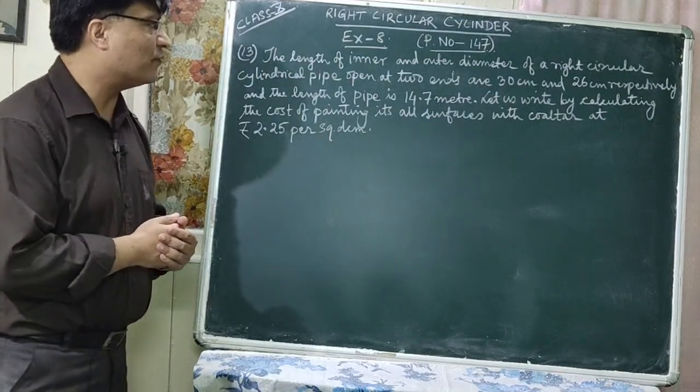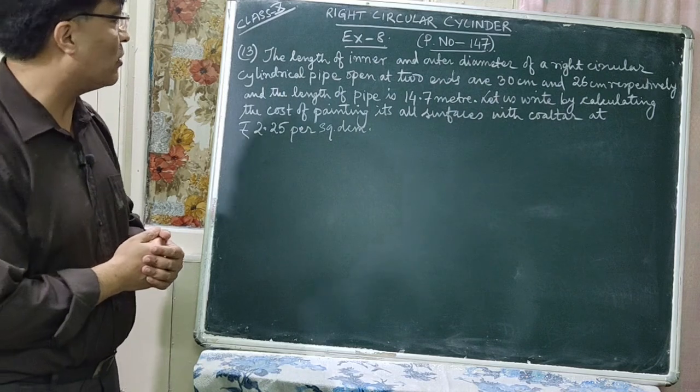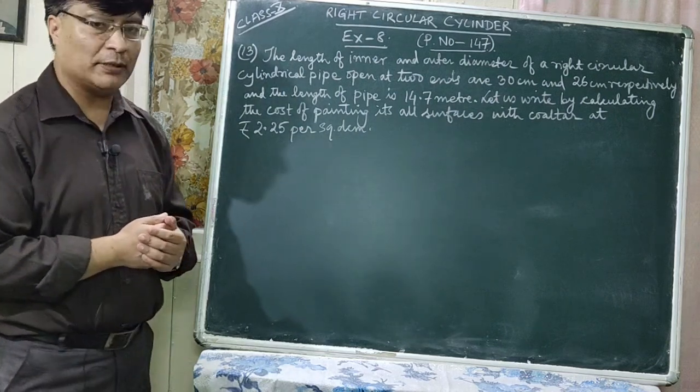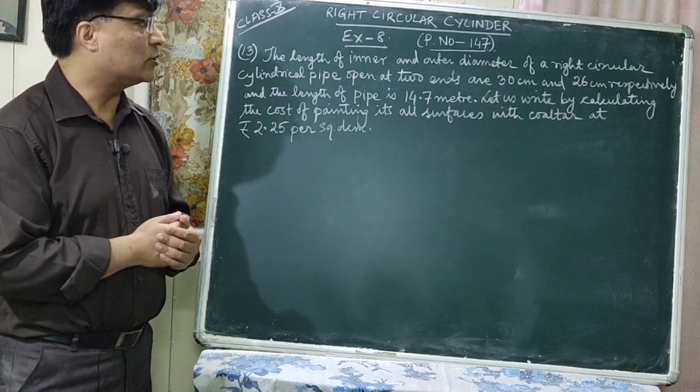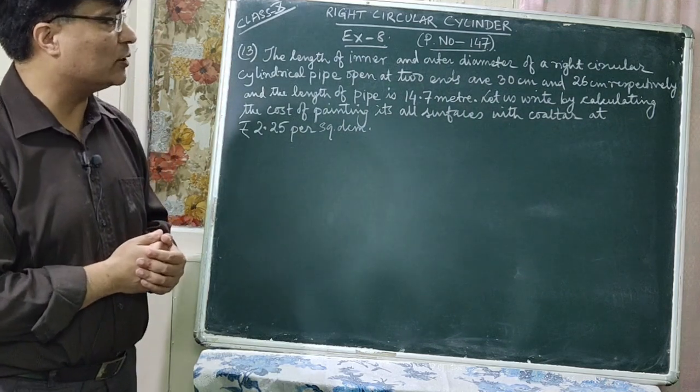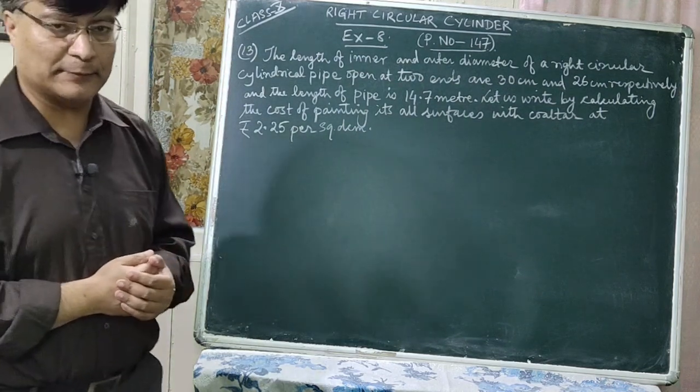Question 13: The length of inner and outer diameter of a right circular cylindrical pipe open at the two ends are 30 centimeter and 26 centimeter respectively.